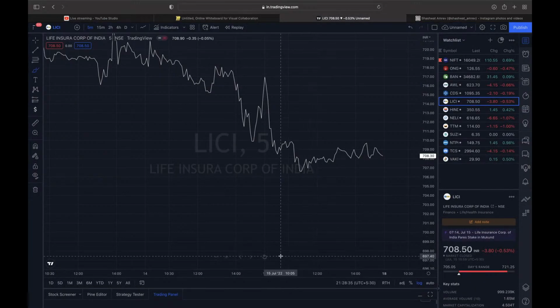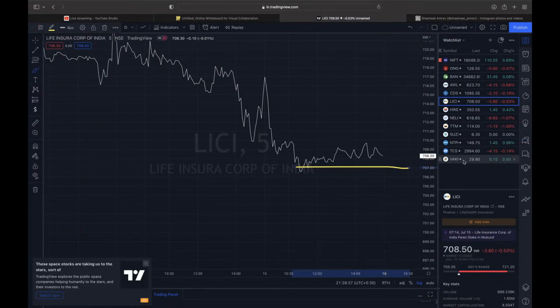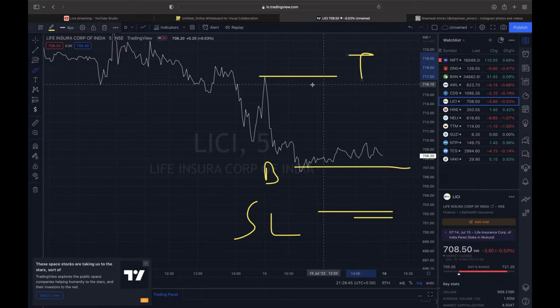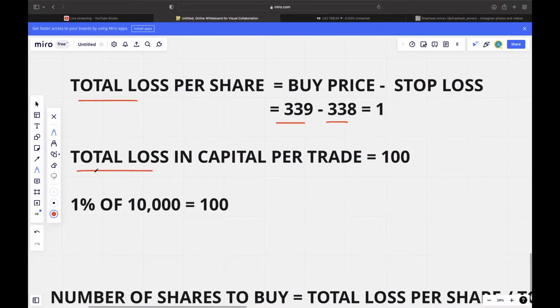So of course you will not wait till 0, right? If you are buying at 700, you should have a stop loss. Target, if it goes up; stop loss, if it goes down. Of course I will not wait till 0. Same over here. Total loss in a capital is 100. How? See this.